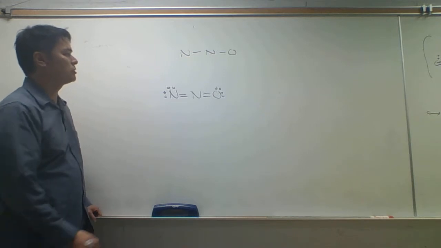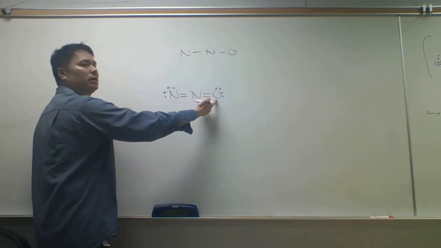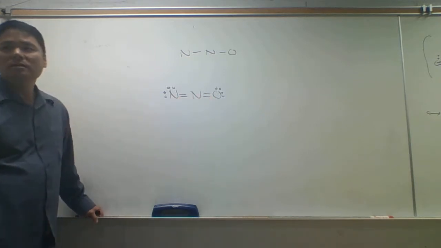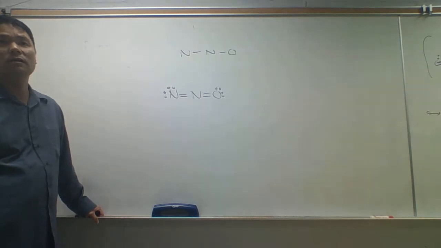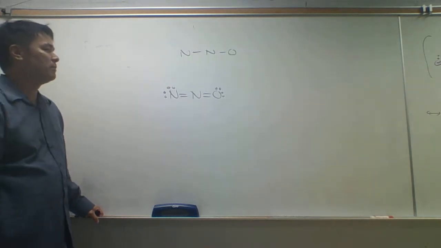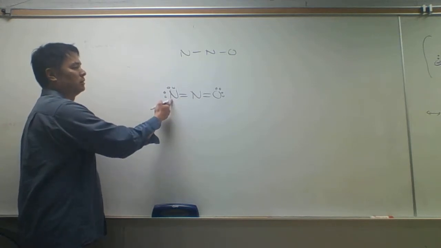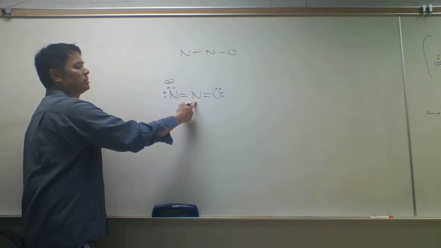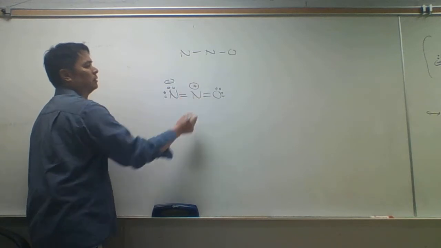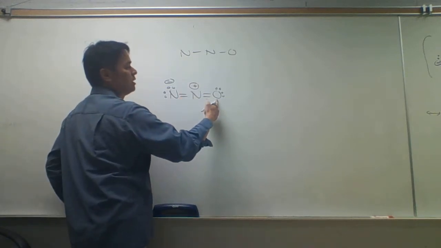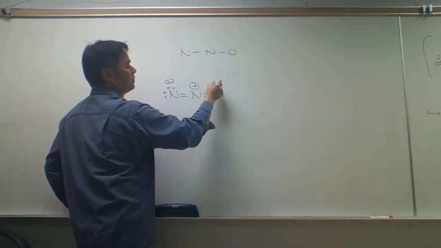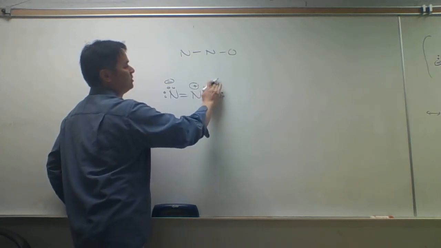And looking at this structure, this looks good. Octet, octet, octet. But what doesn't look so good are the formal charges, maybe. What's the formal charge on this nitrogen? The formal charge on this nitrogen? And the charge on this oxygen? No. Actually, I don't need to write the zeros.